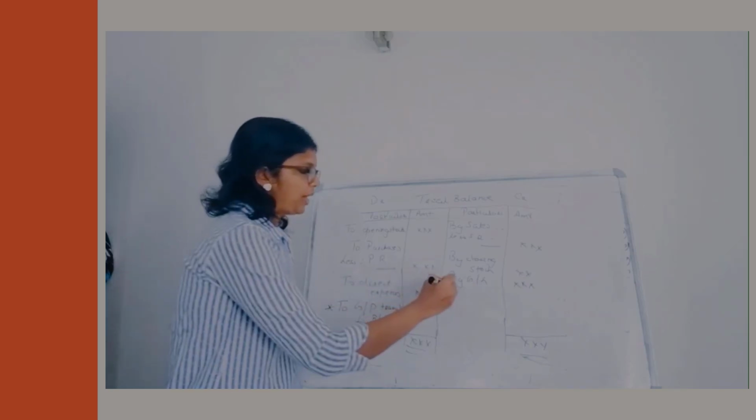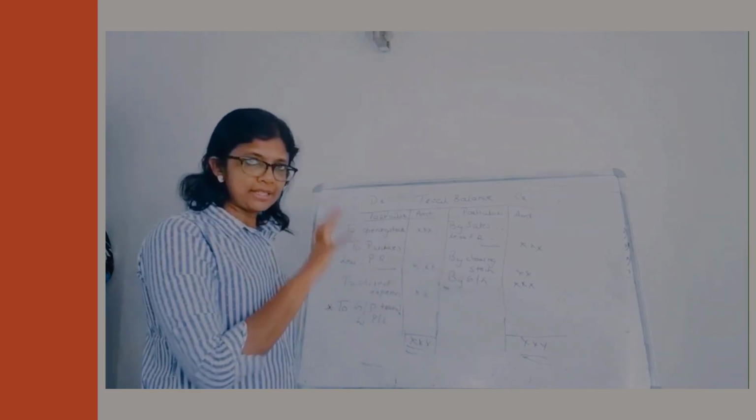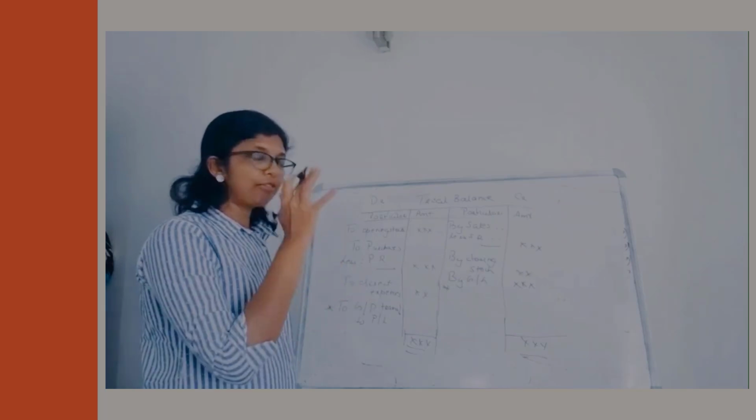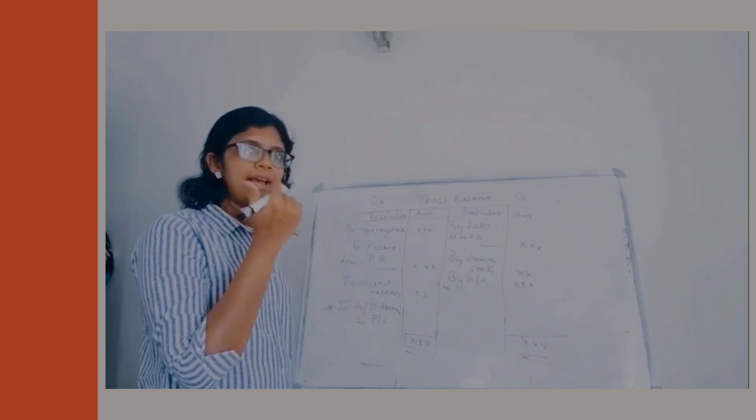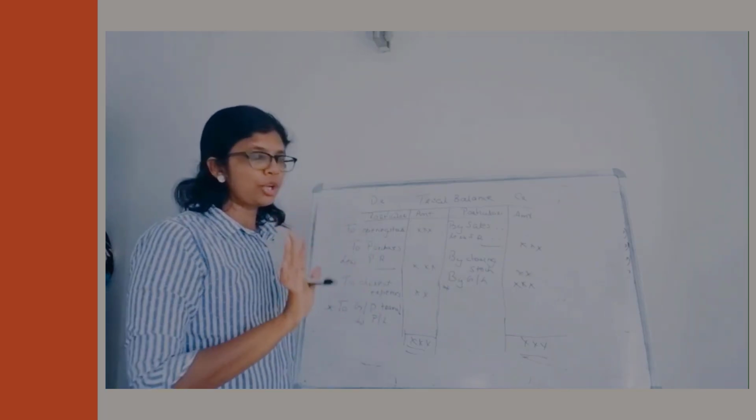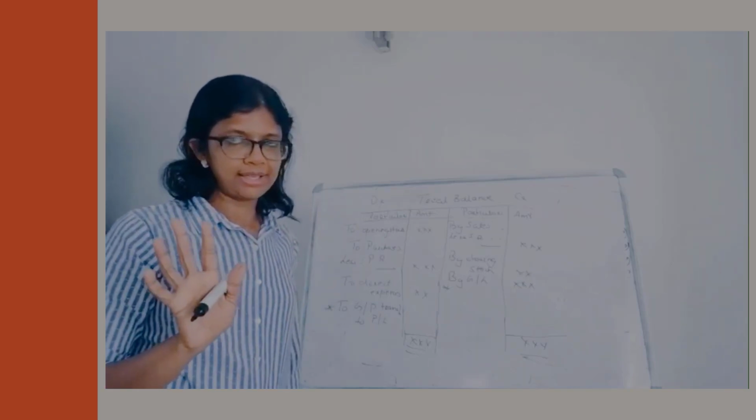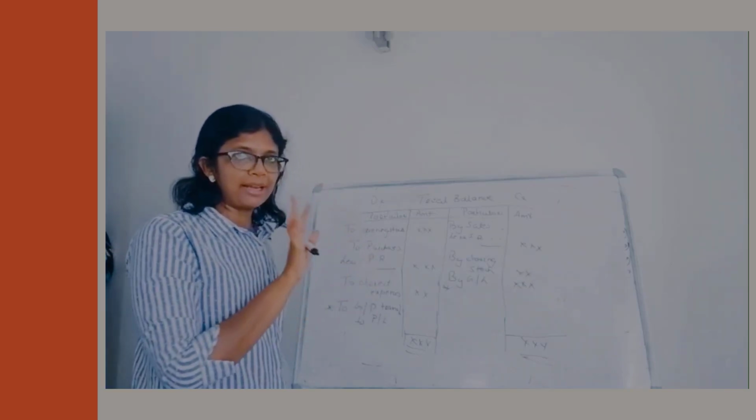Either one of them will be shown as gross profit on the debit side if the income is more than the expenses, and if the expenses are more than income, gross loss will be shown on the credit side. So this is how a trial balance is prepared.